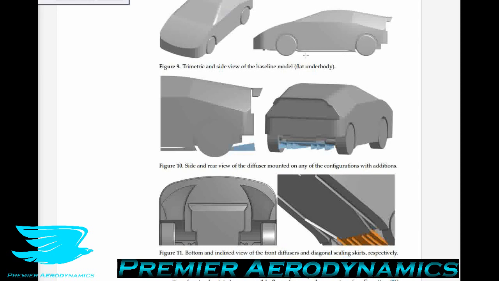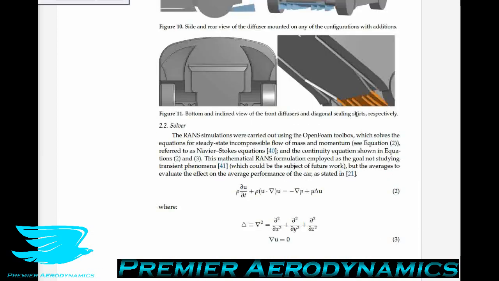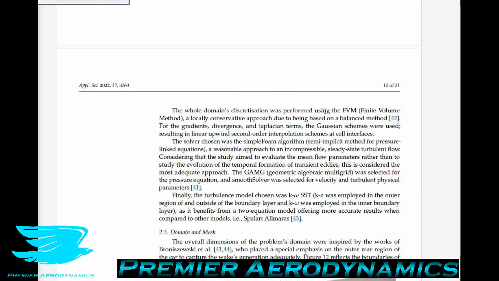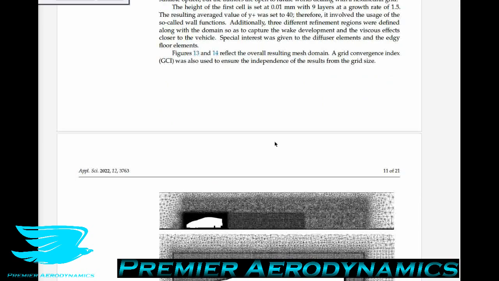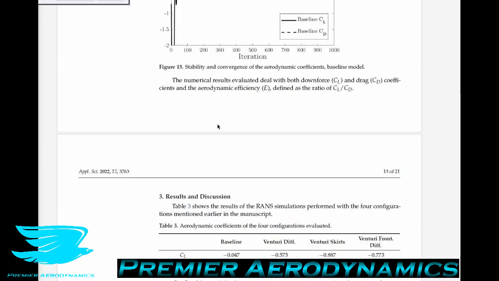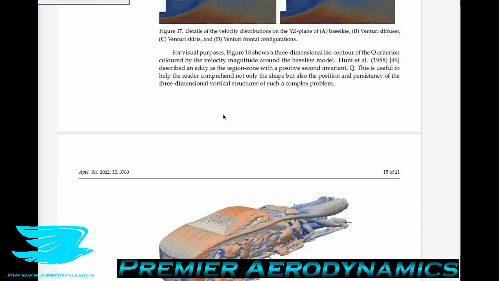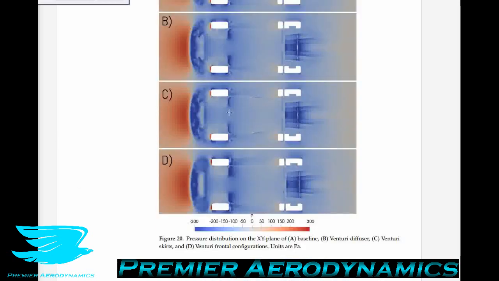So by dropping the skirts all the way to the ground, we can maximize this Venturi effect, which we're not getting here. The skirts are quite small. So that's why I think that we don't get too much of a change in the pressure for this particular plane. We need to drop the skirts more to the ground.